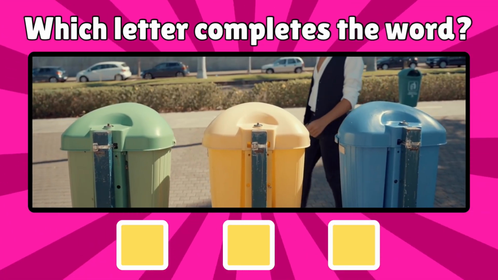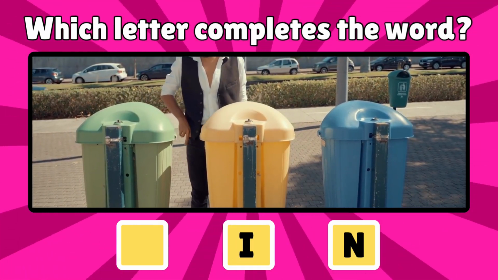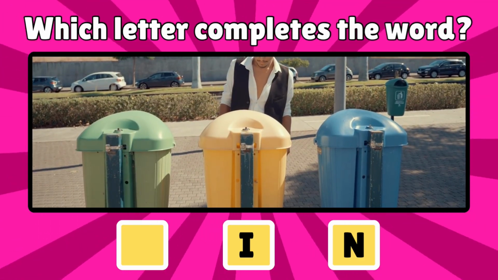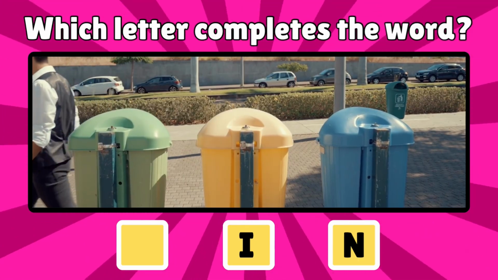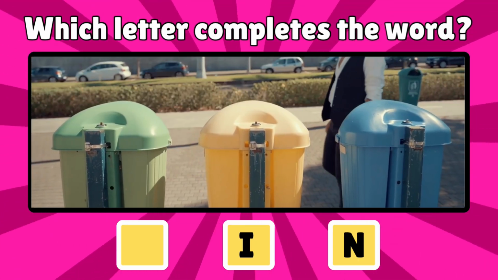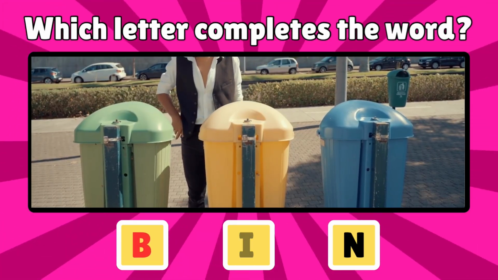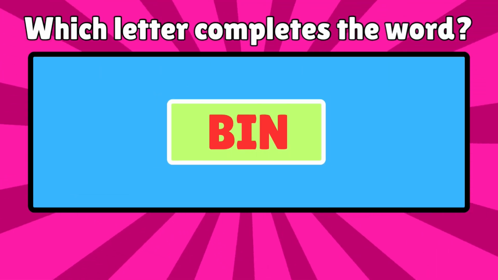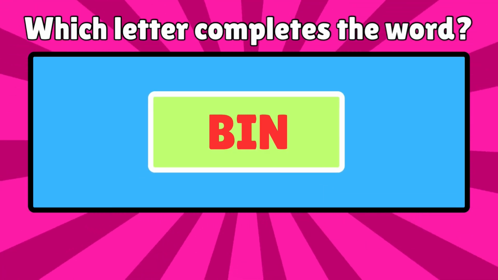Look at the picture. It is a bin. First letter is missing. I, N. Which letter completes the word? It is B, B, I, N. Bin. Can you say it again? B is for bin. Bin.